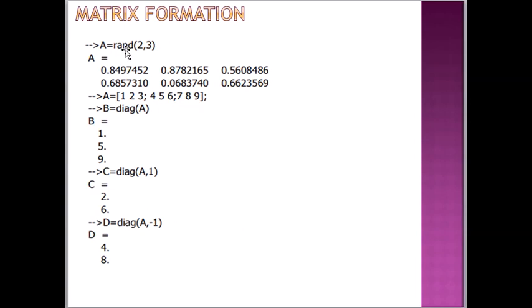And random numbers: if we need to write a random A matrix of 2 rows and 3 columns, then we write it like this. And if we write V is equal to diag(A), then we get the diagonal of our A matrix, and diag(C) gives the diagonal of C, and diag(A,-1) gives the diagonal of A at offset minus 1, right?